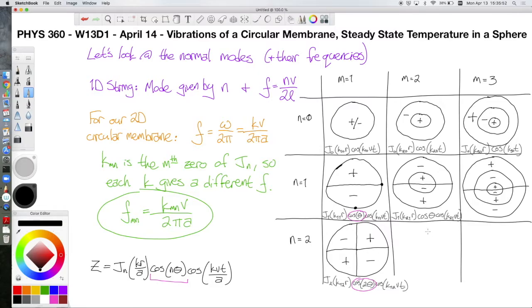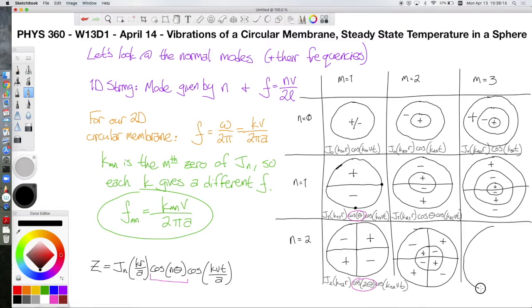Or m equals 2, n equals 2 will be a combination of what you get from m equals 2, which is 2 concentric circles of nodal lines, but this time split every 90 degrees. And just like before, each section will be doing the opposite of the other sections that it is touching.